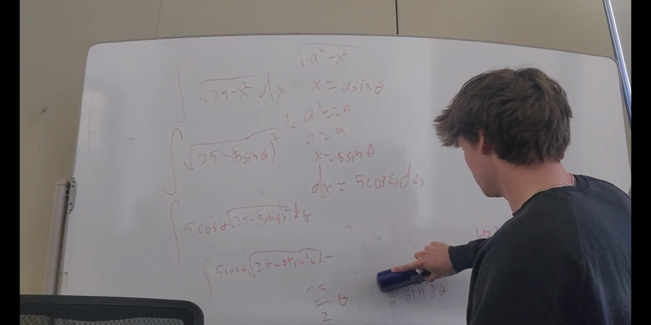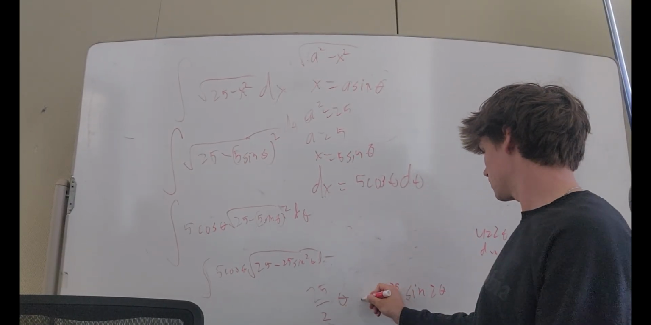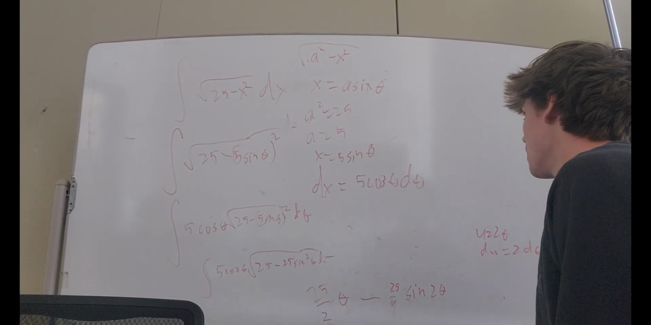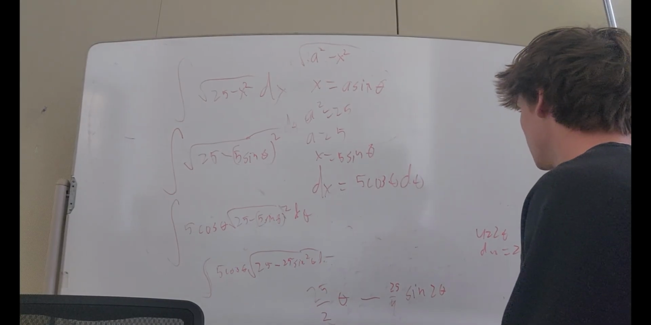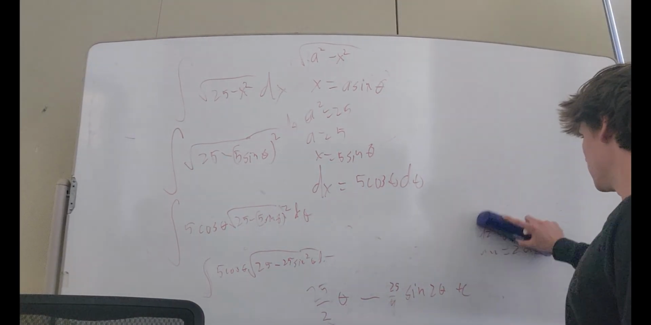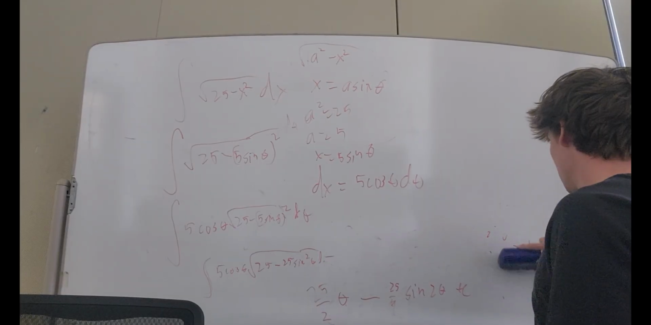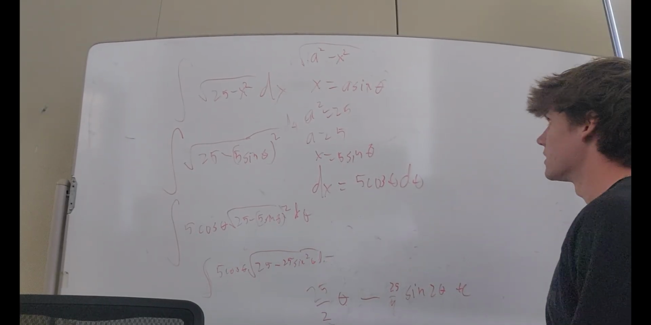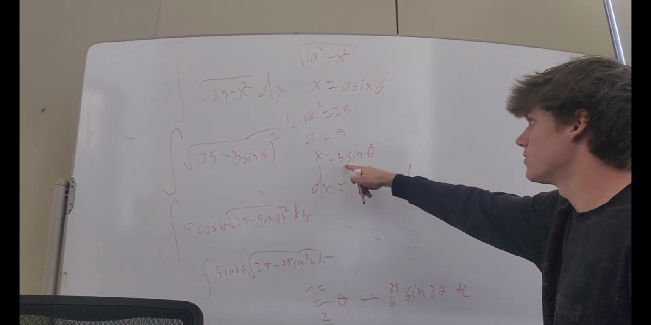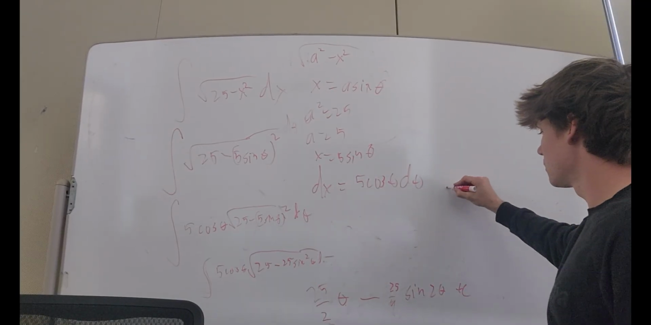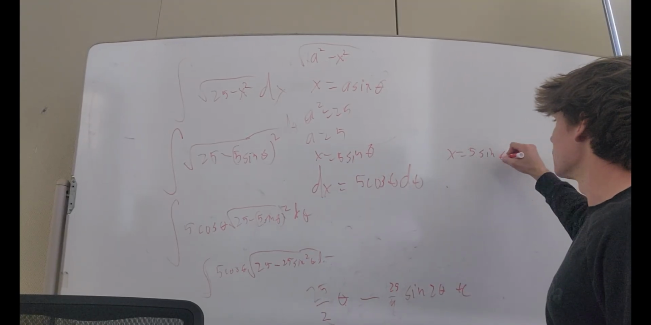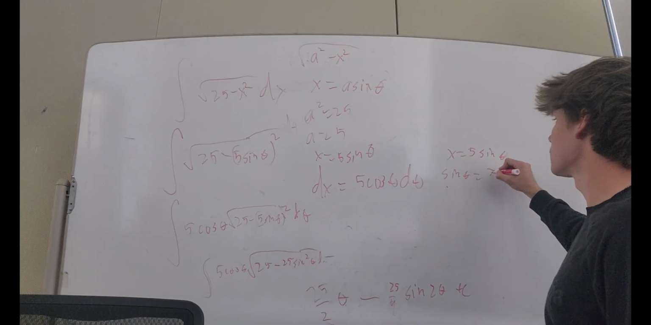So then minus, make it a little cleaner with this. And now that would be our integral, but this is in terms of theta, and we need it actually in terms of x. But we remember up top, x equals 5 sine of theta. Then that means sine of theta equals x over 5.